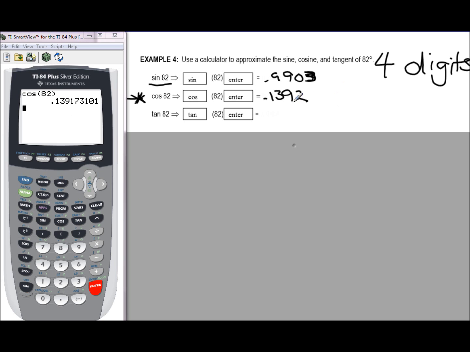So it's 0.1392. All right, pause the video and see if you get what I get for the tangent of 82. And for the tangent of 82, we should have gotten 7.115. Remember, we want at least 4 digits when we use the trig functions.